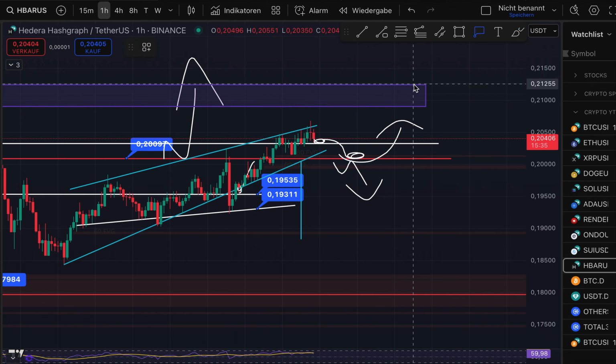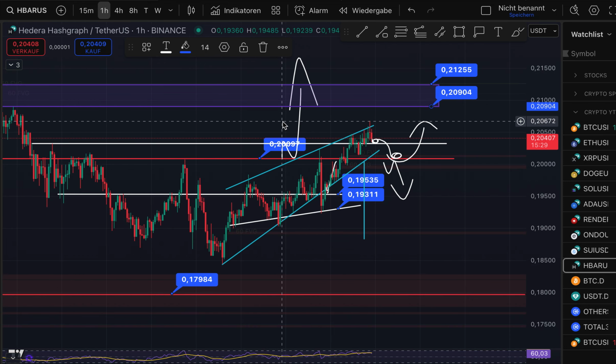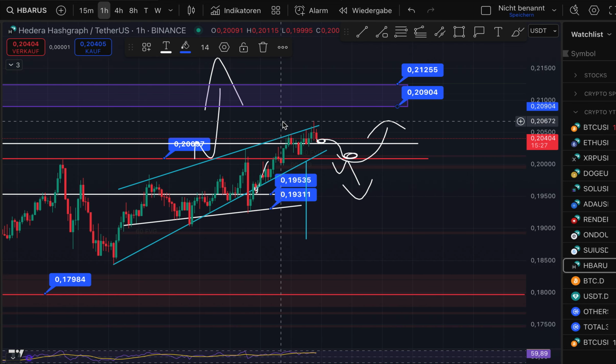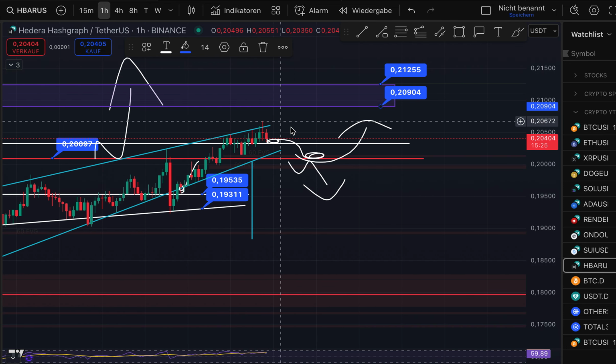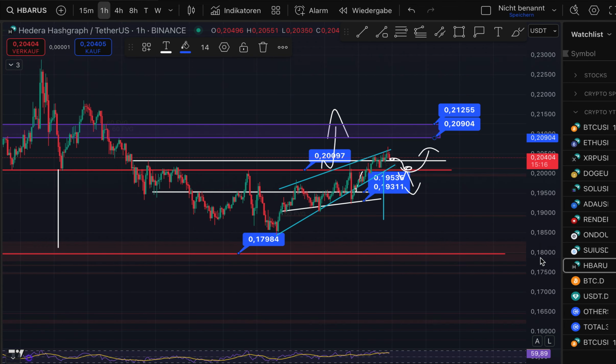I will also put you here 2 price marks. This is a take profit area. I doubt that we are going far much higher. If we lose the 20.1 cents, then it's not looking good. And then we have to see if we are going back to 18 cents.